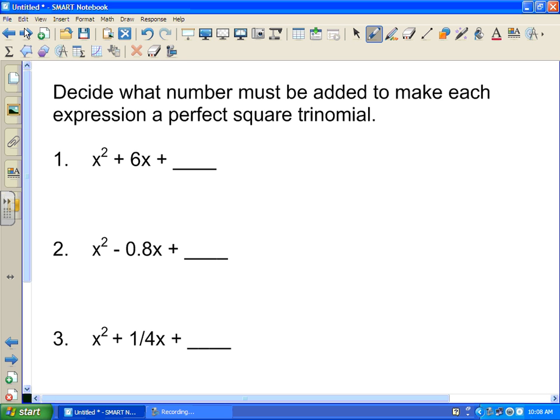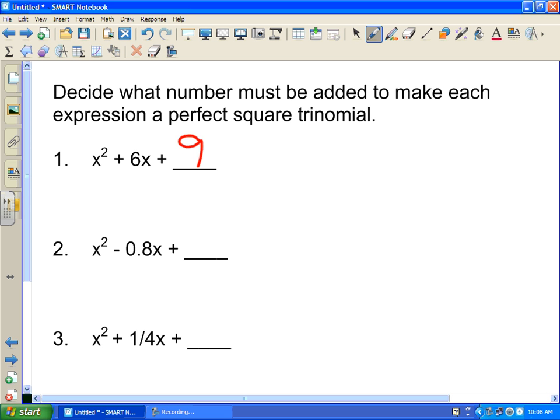Okay, so the first few, and the first one should be really easy for you, since I just did that problem. It says decide what number must be added to make each expression a perfect square trinomial. So we're just figuring out what goes in the blank to make this a trinomial that has a perfect square at the end. Now you can't just pick any perfect square. It has to be a specific one that you can factor. So, if you were paying attention 5 seconds ago, what was the first one? 9.